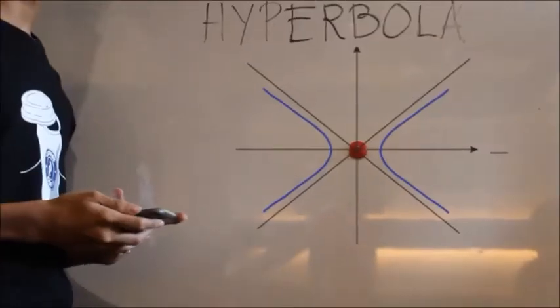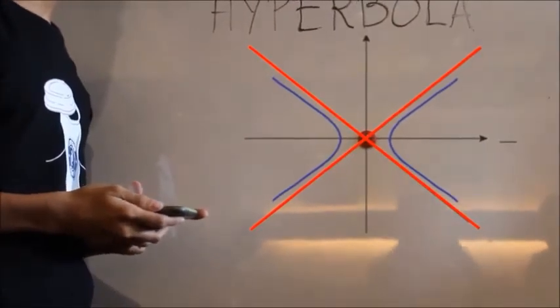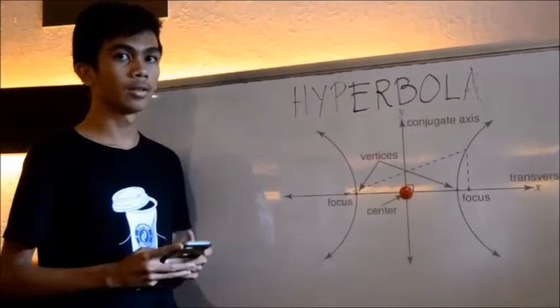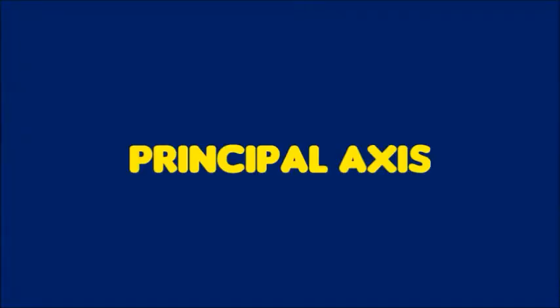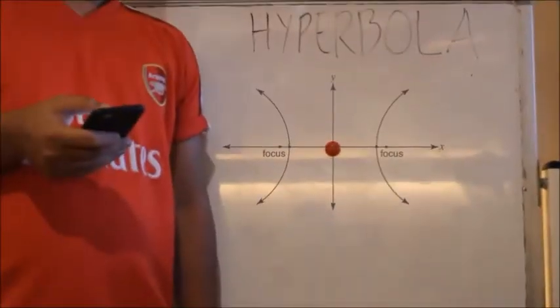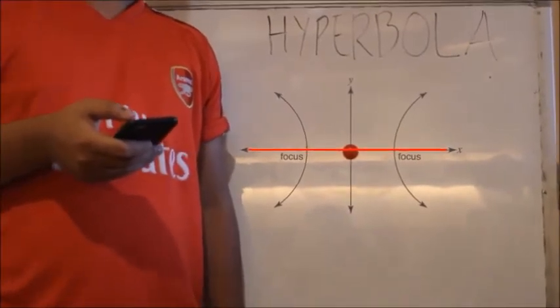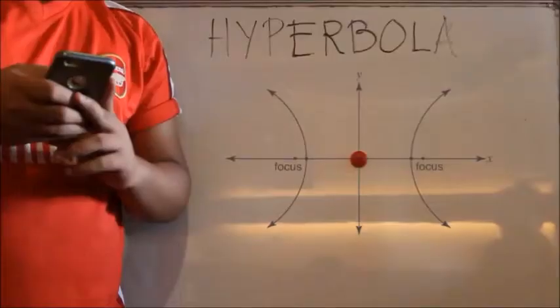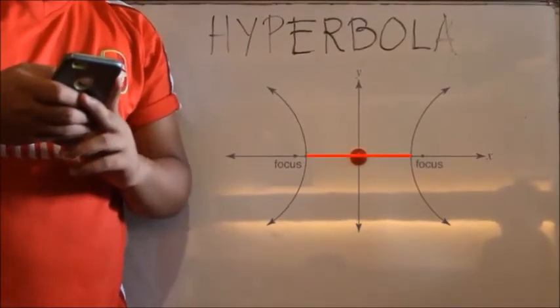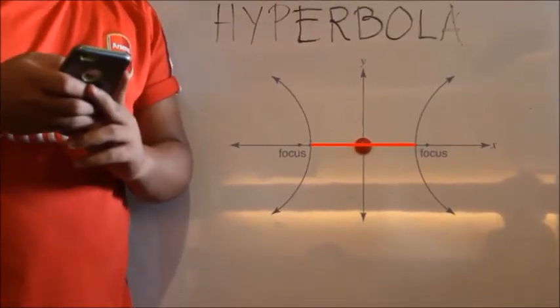An asymptote is a line such that the distance between the curve and the line approaches zero as they tend to infinity. The latus rectum is a line through the focus whose endpoints are on the branches. So the principal axis is a line that passes through the center, the vertices, and the foci. The transverse axis is a line segment found on the principal axis. Its endpoints are the vertices, and it is also defined as 2a.